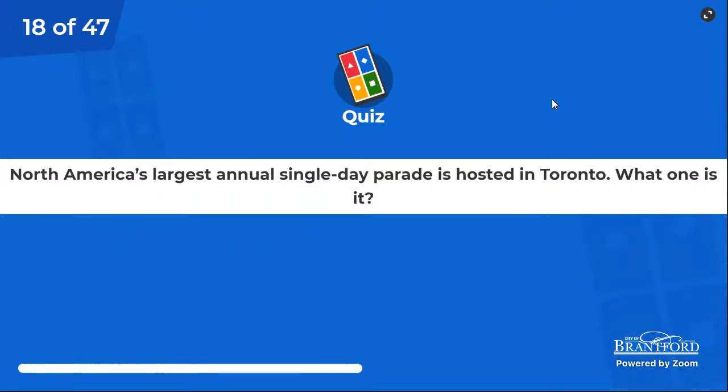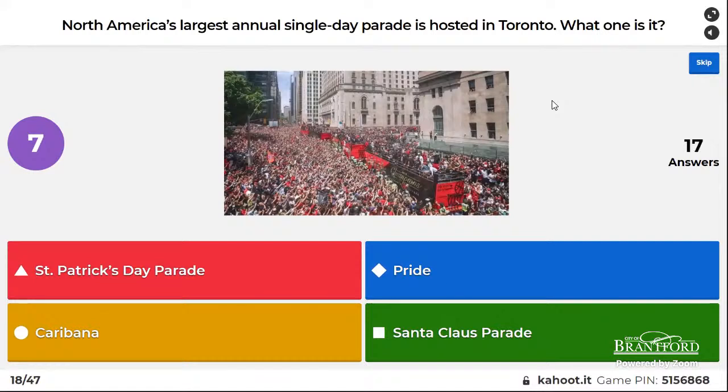North America's largest annual single-day parade is hosted in Toronto. Which one is it? St. Patrick's Day, Pride, Caravana, or the Santa Claus Parade?